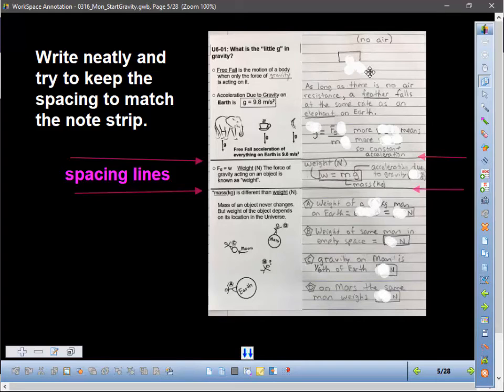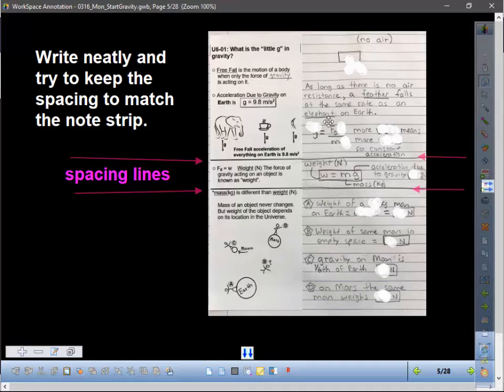Here's what we're going to be doing today. Your notes are going to be on the right hand side. Try to write neatly and keep the spacing matching so that your writing stays with the correct part of the printed notes. You can see, for example, we have these lines across here, going all the way across your binder paper to keep the equation in here where it says weight.